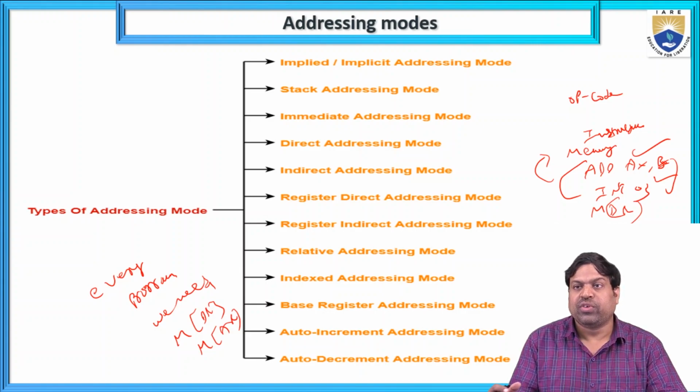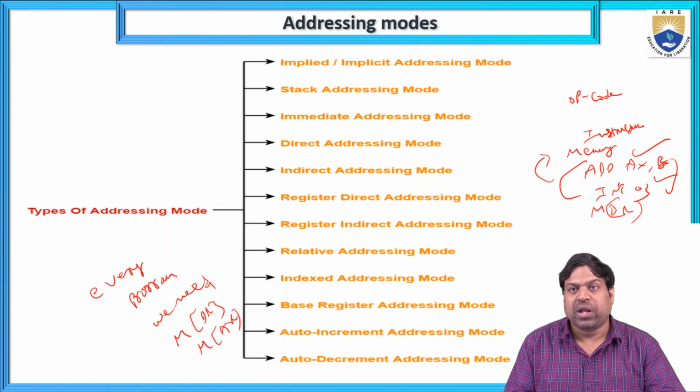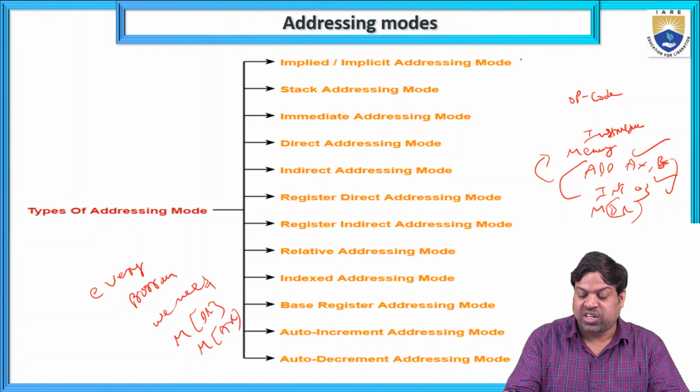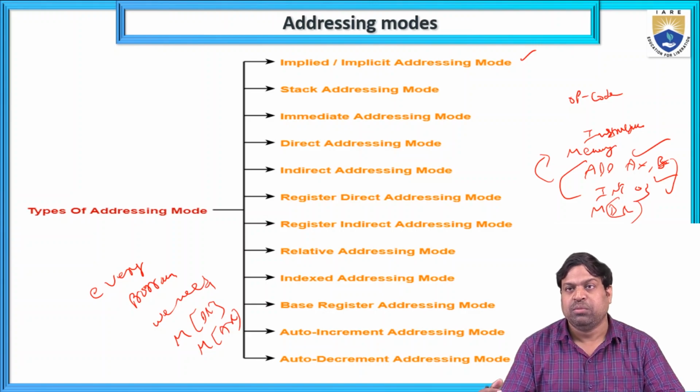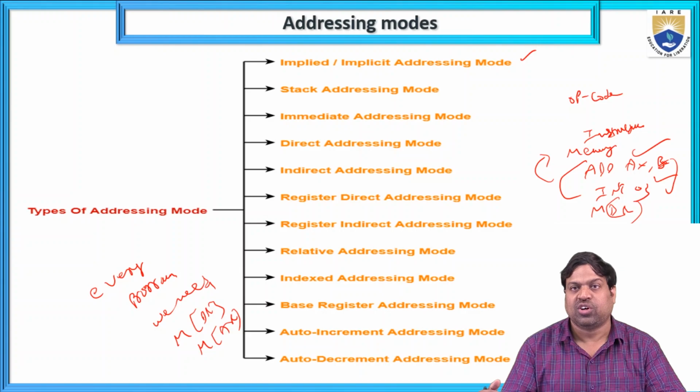So how can you define the instruction? What is the process to define the instruction in a program? There are many types of addressing modes for instructions. I'm talking about the instructions. The first one is the implied or implicit addressing mode. Only a few of these are very important, so we'll discuss only the important ones, not all.